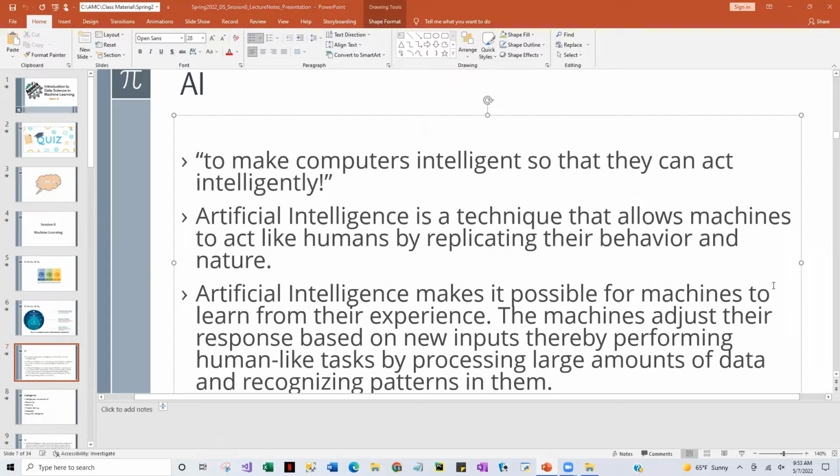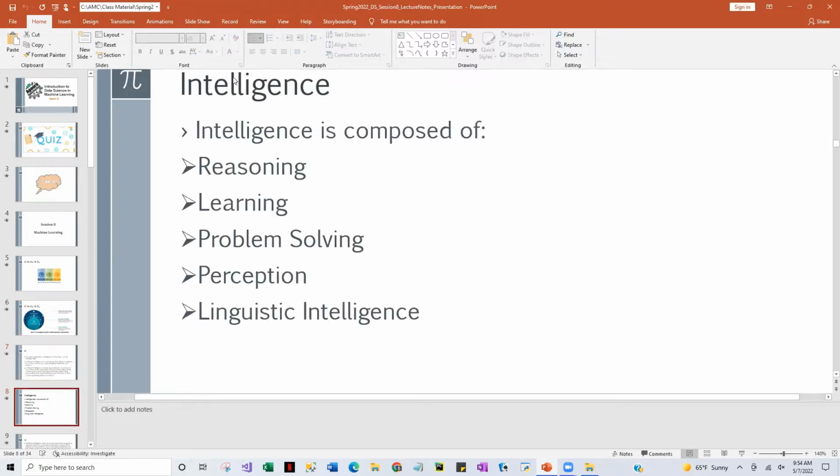So this is another definition: AI makes it possible for machines to learn from their experience. We also learn from our experience, right? When you started this class and looked at data, you may have thought about it a different way. But after your hands-on experience, your homeworks, you learn from that, and how you look at it now is a little different from prior to this class. Some experience gives the AI the ability to think differently and act differently.